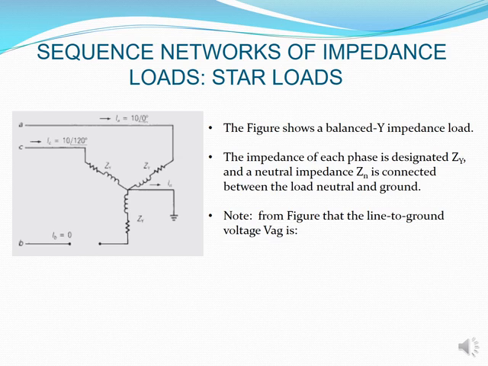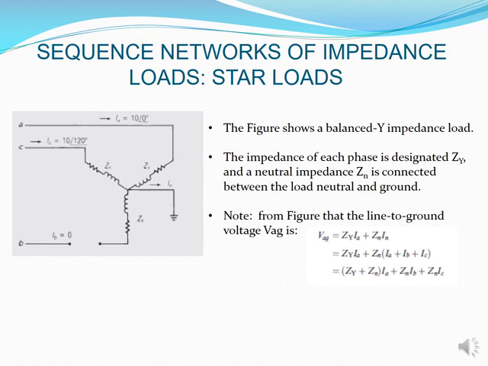The figure you see on my left hand side is showing that I've got a star impedance load, and that my ZA, ZB and ZC are all equal to ZY, and that I've got a neutral impedance of ZN going down to my ground neutral. From this figure, I can deduce that my VAG is going to be equal to my ZYIA plus my ZNIN.